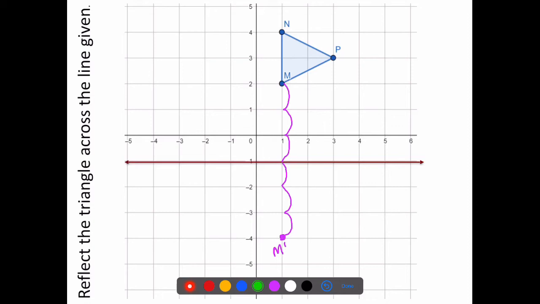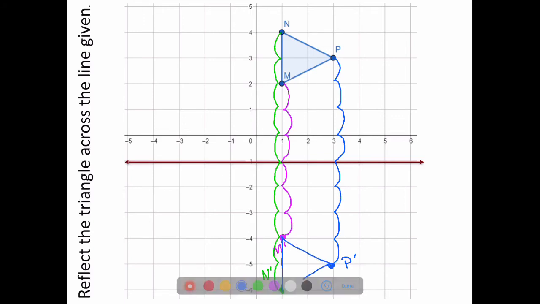Next up, N prime is 1, 2, 3, 4, 5 away. So N prime should be 1, 2, 3, 4, 5 away. And then lastly, P prime is 1, 2, 3, 4 away. So P prime should be 4 away as well. At this point, I can go ahead and connect all my pieces together. We're going to come up with a rule for this. So we need to determine a rule for what just happened.